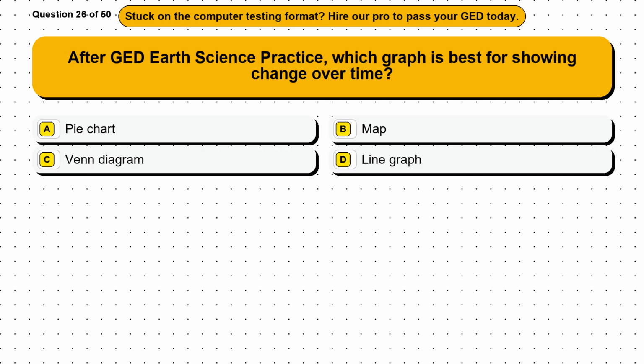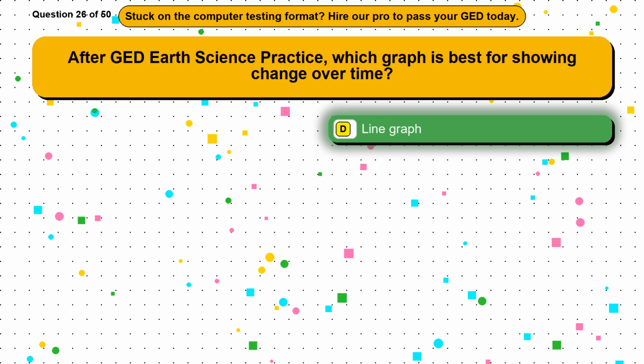Question 26. After GED Earth Science Practice, which graph is best for showing change over time? Option A, pie chart. Option B, map. Option C, Venn diagram. Option D, line graph. The correct answer is option D.